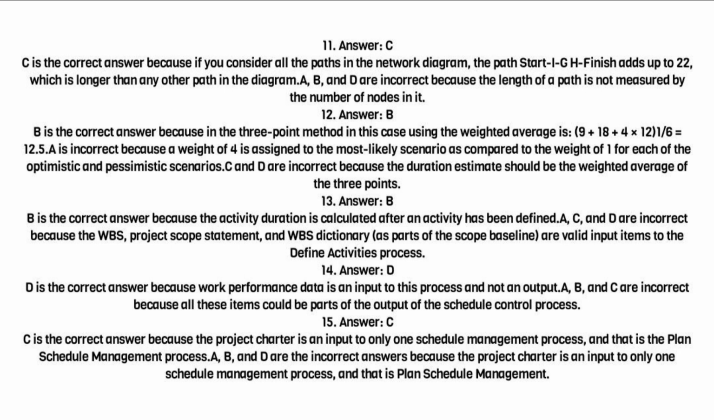14. Answer D. D is the correct answer because work performance data is an input to this process and not an output. A, B, and C are incorrect because all these items could be parts of the output of the schedule control process. 15. Answer C.